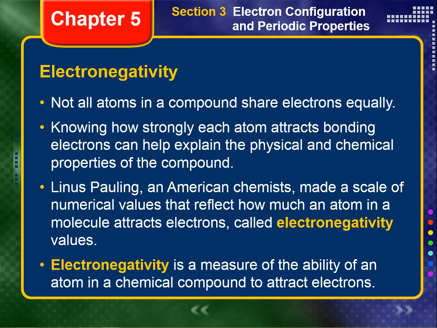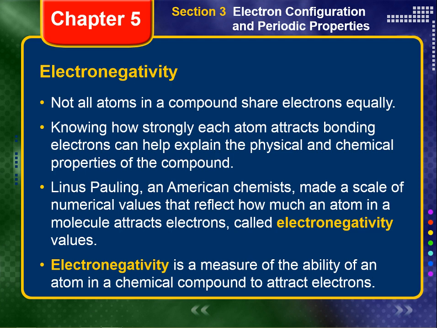Now let's talk about electronegativity. One of the most important trends that you can memorize and use to figure out future things, electronegativity. Not all atoms in a compound share electrons equally. Okay, and we'll talk a lot more about that next chapter when we talk about bonding. Knowing how strongly each atom attracts bonding electrons can help explain the physical and chemical properties of that compound.